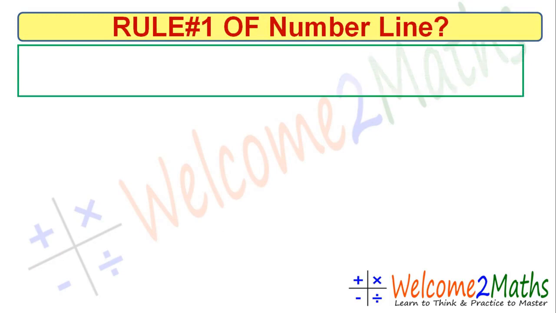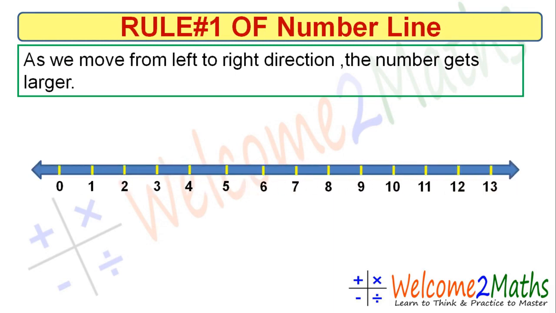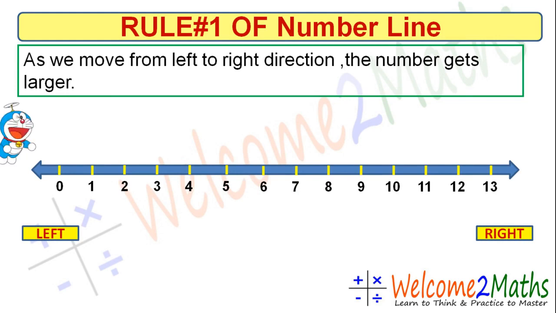And at first, the rule number 1. As we move from left to the right direction, the number gets larger. Now you can see here is the number line. And this is the left side of the number line. And this is the right side of the number line. Now someone is coming to help us. So let's see who is coming here.